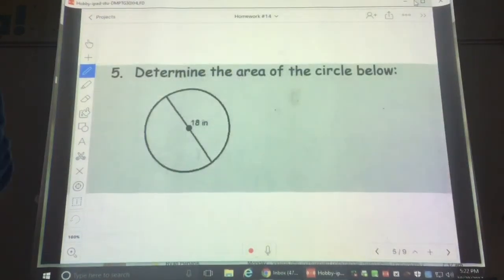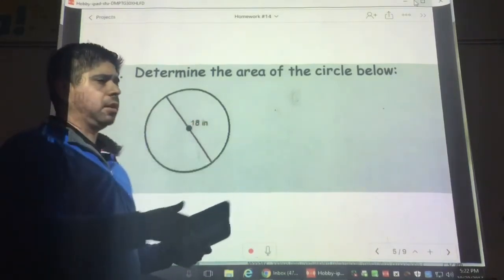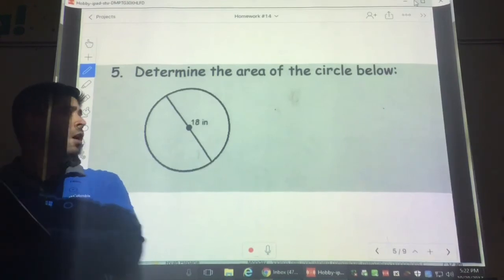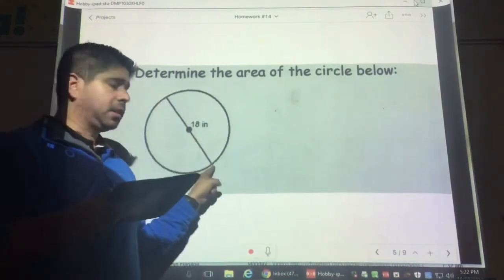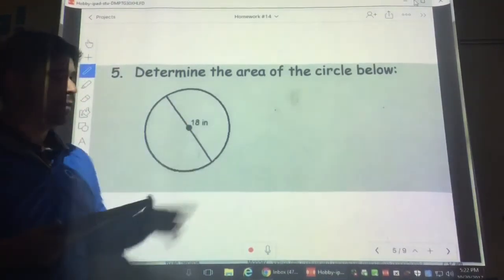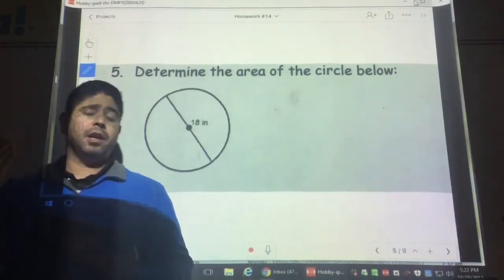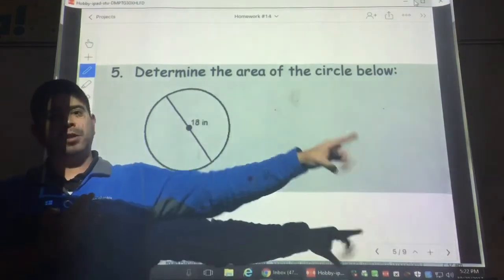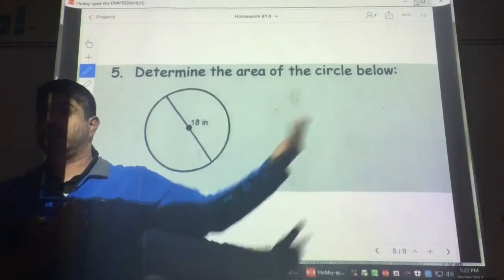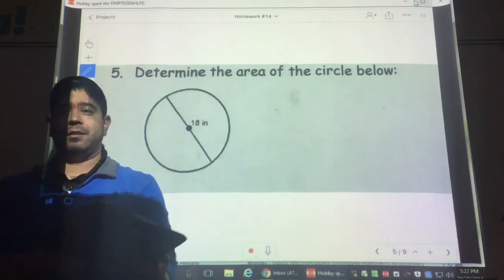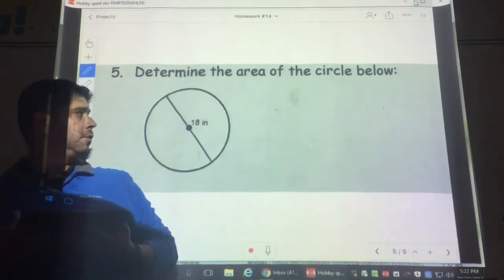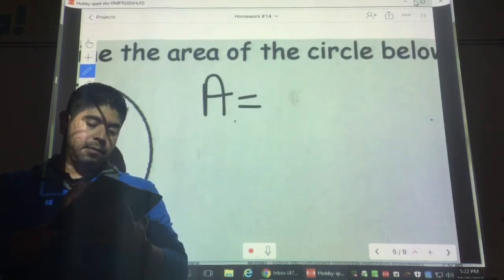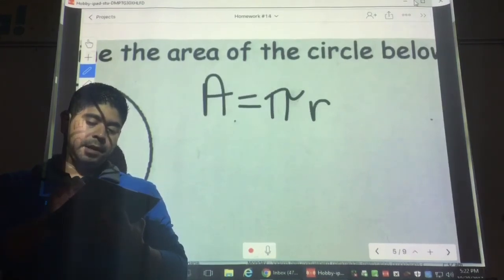Alright, number 5. Determine the area of the circle below. So we're all getting really good at knowing the formula for area and knowing what to do when you're given all the way across, which is a diameter. We only need half, which is a radius. Now, if you don't know the formula for area of a circle, you get one of our reference charts that we have in the classrooms, or you can look it up on your phone. Google it, look it up, anything you need to do. So the formula for area of a circle is pi times radius squared.